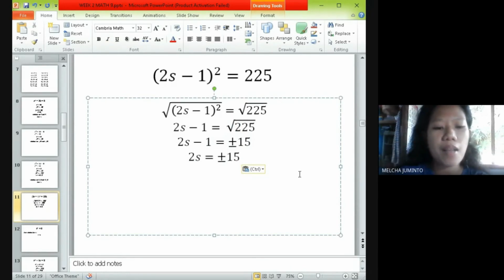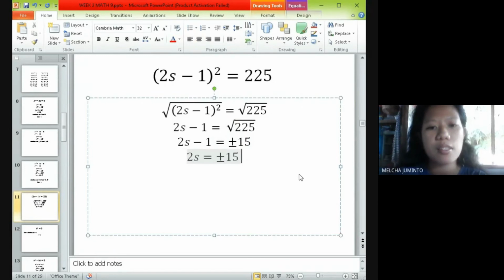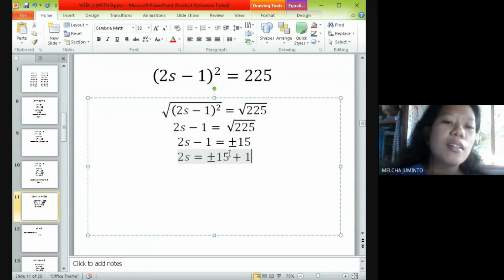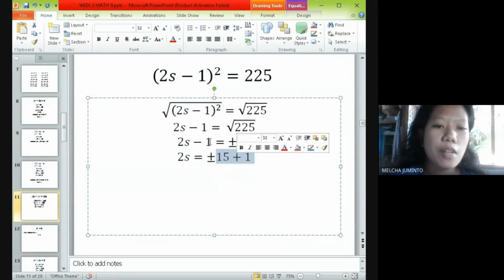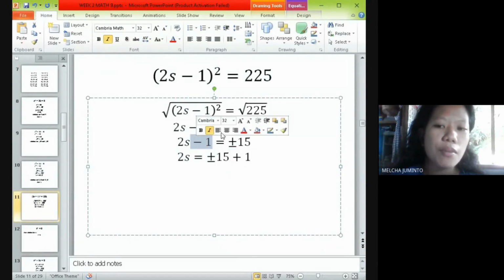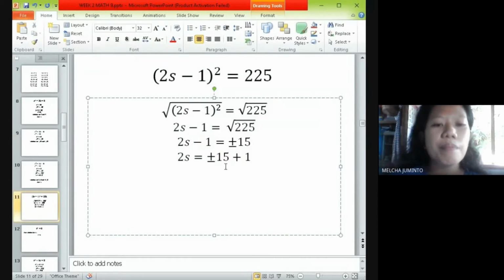It will become positive or plus 1. So how did we get plus 1? It was from transferring negative 1 from left to right. Kaya naging plus 1. And then, next step, we need to remove 2. 2 should be removed here beside s. So we can remove 2 beside s by expressing both sides as divided by 2.